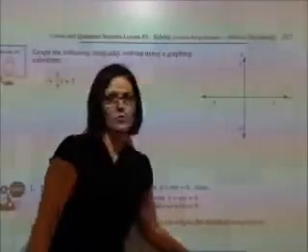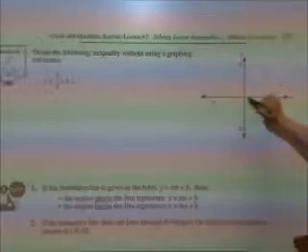So if I look at example 3, graph the following inequality without using a graphing calculator. Y is less than 3/4 x plus 3. So I've got this in slope y-intercept form. So I start off by graphing my y-intercept, which is 3. And then from that y-intercept, I can use the slope to get another point.